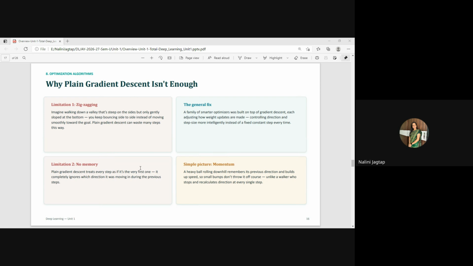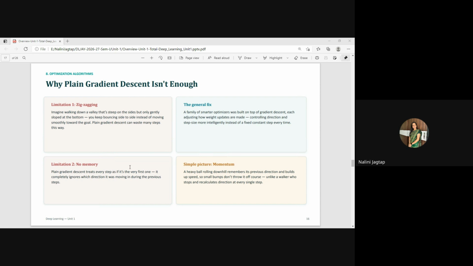Correct. The second shortcoming is even more fundamental. I hope the first one is clear: zigzagging, bouncing side to side in a valley instead of moving smoothly towards the goal. That is the first limitation. The second limitation is no memory. Every step is treated as if it's the very first one. That's the biggest disadvantage we can say, right?